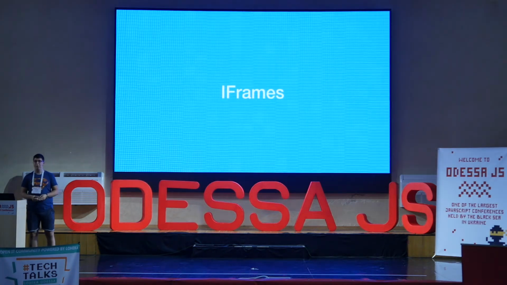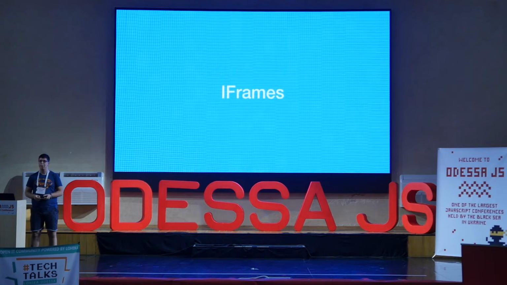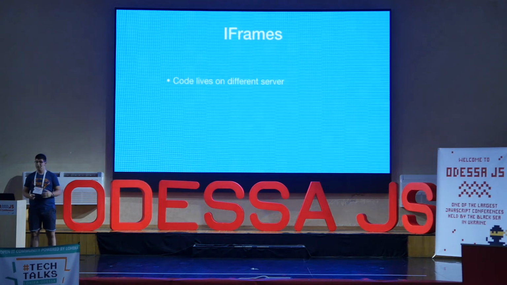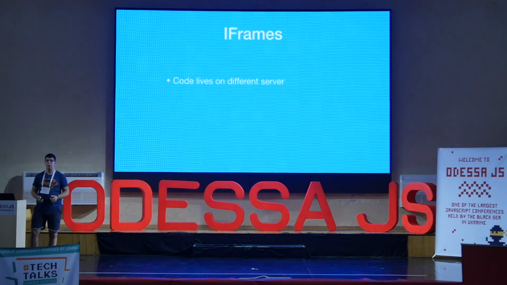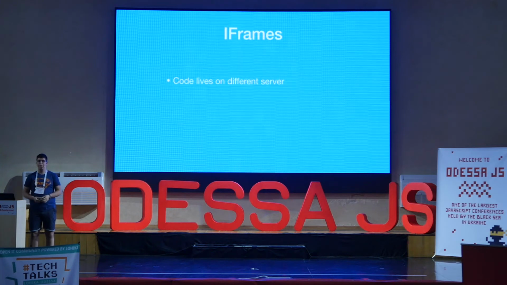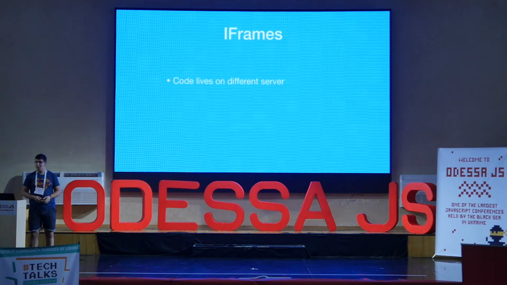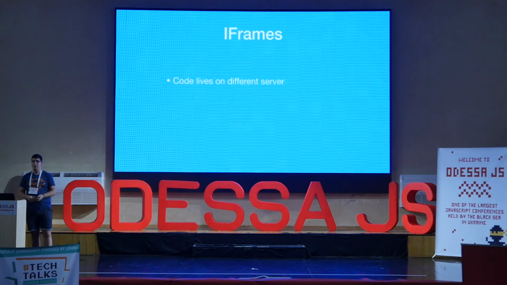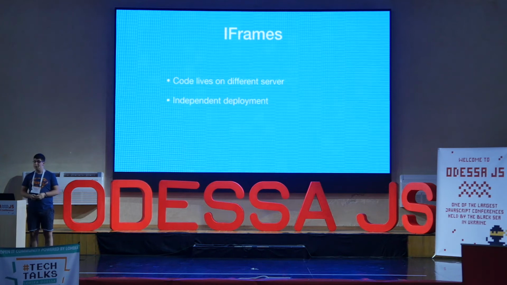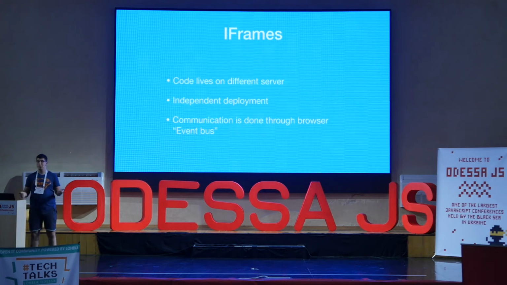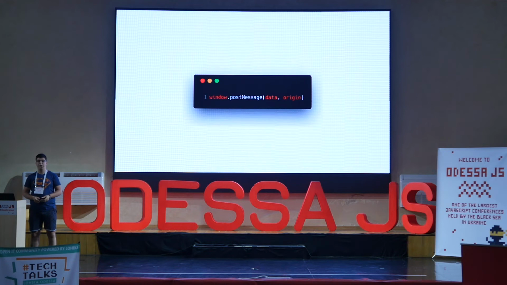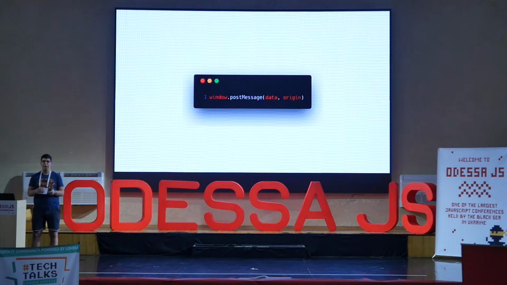So next thing, we have iframes. So how to use iframes to have the micro frontends. First thing, it's the same as the previous approach. Code still lives on a different server. You deploy your app independently. You can run your app independently. And using iframes, you're just fetching the apps and putting them together. So same thing, independent deployments, and communication is done through something that I call browser event bus, which is something called window.postMessage. It's already in the browser, and it allows you to exchange messages between the main app and the iframe.